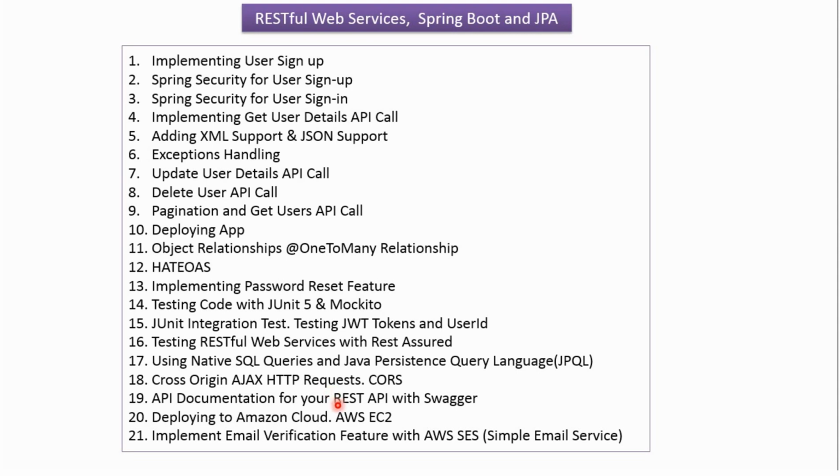using native SQL queries and Java Persistence Query Language, cross-origin AJAX HTTP request, API documentation for REST API with Swagger, deploying to Amazon Cloud, AWS EC2, and implementing email verification feature with AWS SES, Simple Email Service. And we are going to use RESTful Web Services, Spring Boot, and JPA for these implementations.